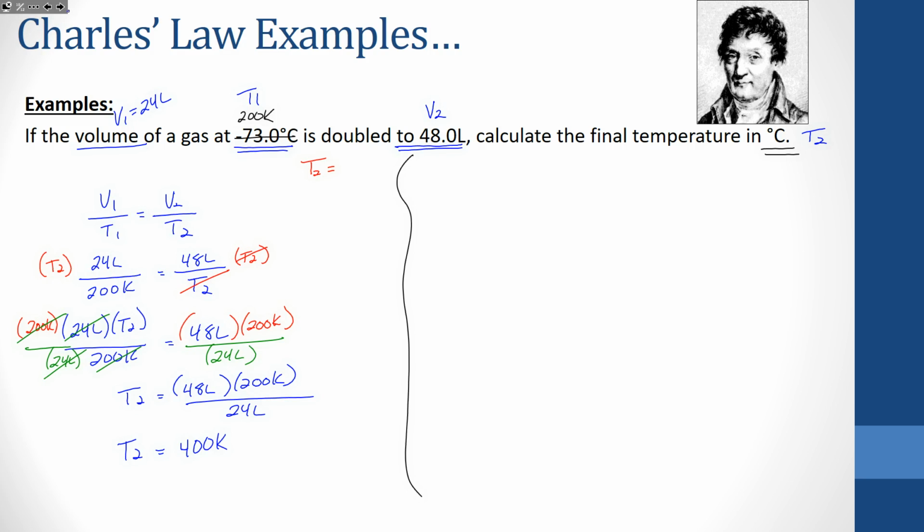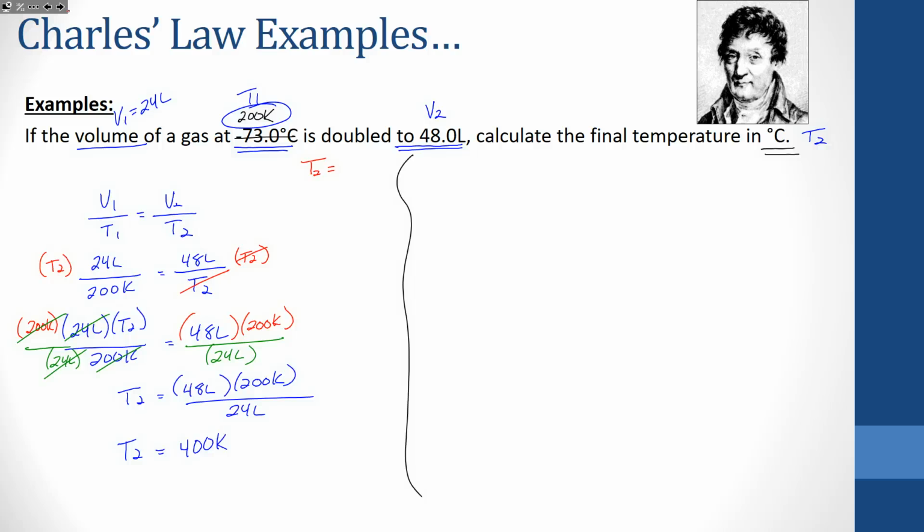Now, I use this question because it's easy numbers. If you think about what should have happened, the volume doubled. Well, that means the temperature should have also doubled because they move up and down together. So if you double the volume, you double the temperature. Double the temperature, you double the volume. In Kelvin, though. So the temperature started at 200 Kelvin, it doubled to 400 Kelvin. That makes sense. So I set this all up correctly.